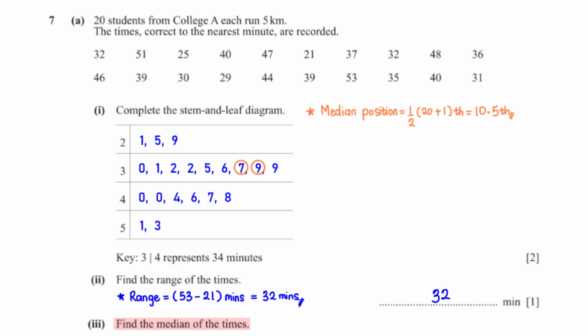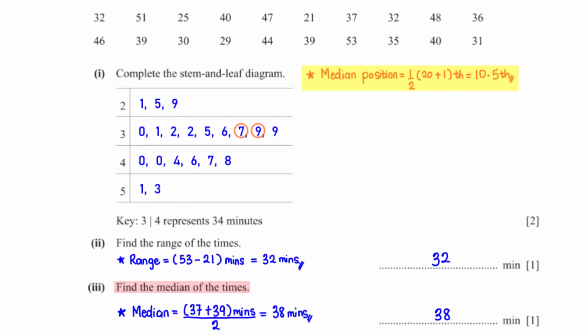Find the median of the times. The median is the middle number. To get the position of the middle number, we apply the formula half n plus 1, where n in this case is 20. This gives us 10.5. This means the median is between the 10th and 11th numbers. From the stem and leaf diagram, the 10th number is 37 and the 11th number is 39. And so the median is 37 plus 39 divided by 2, which is equal to 38.